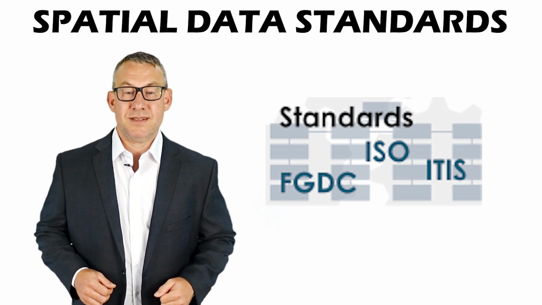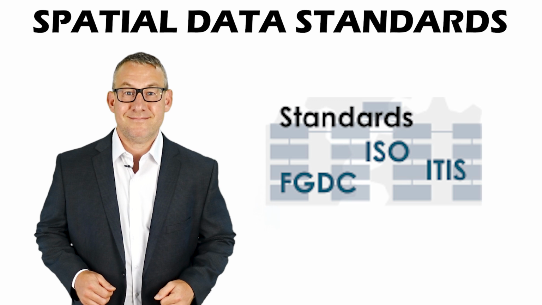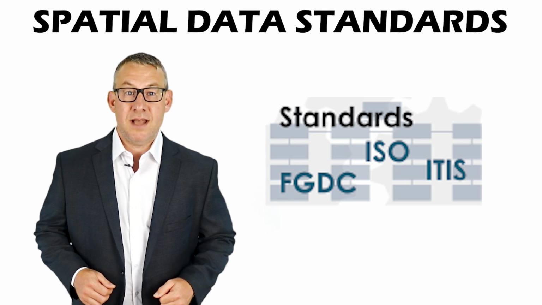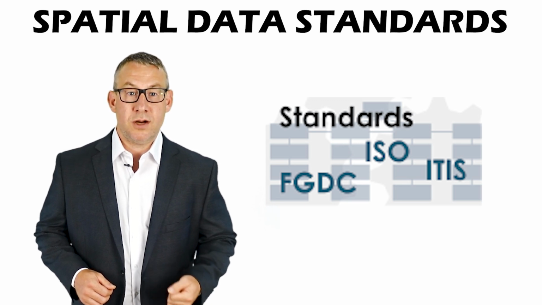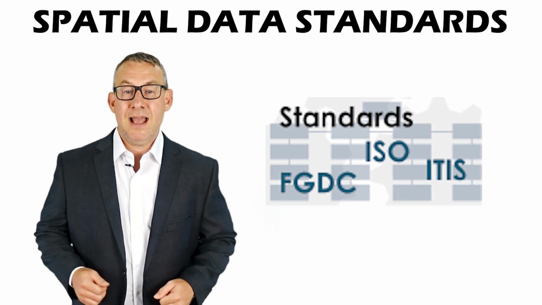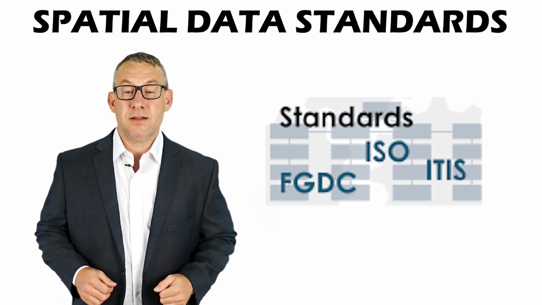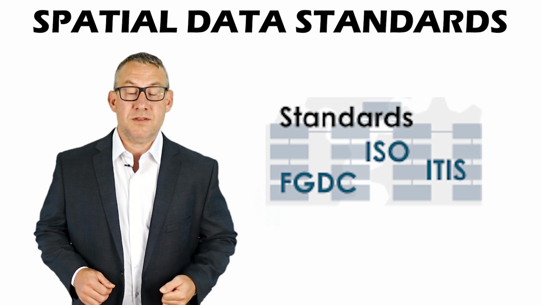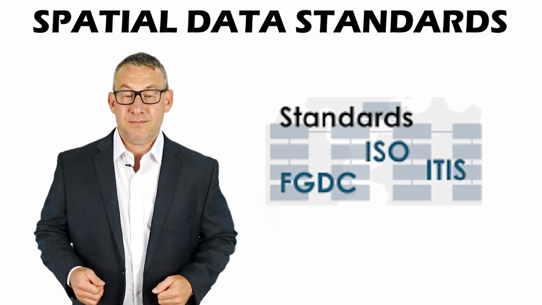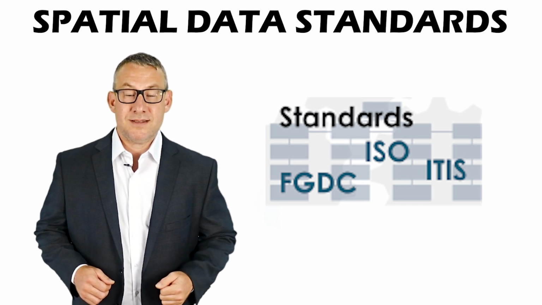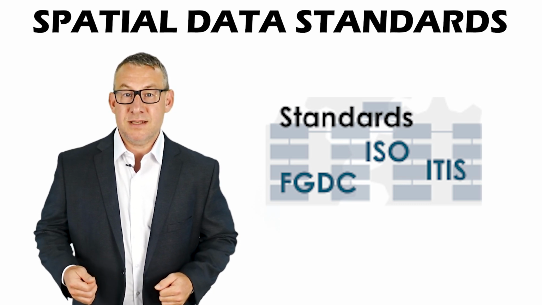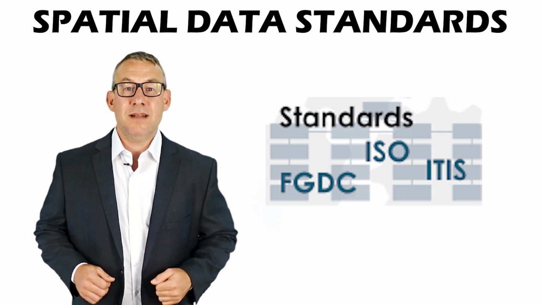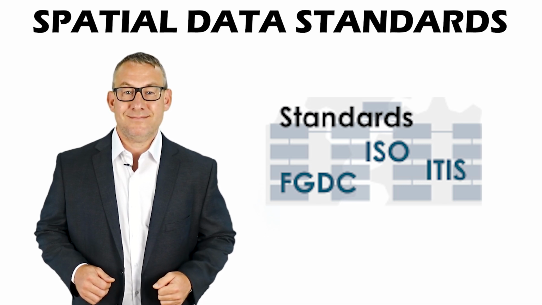Spatial Data Standards. Spatial data standards are methods for structuring, describing, and delivering spatially referenced data. There are 4 categories of spatial data standards: media standards, format standards, accuracy standards, and documentation standards.